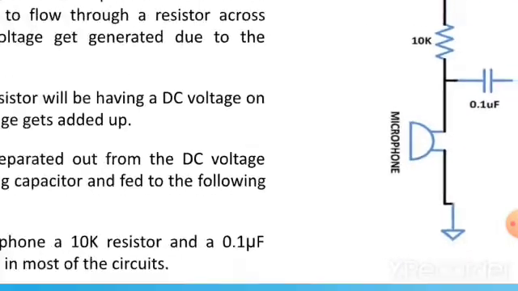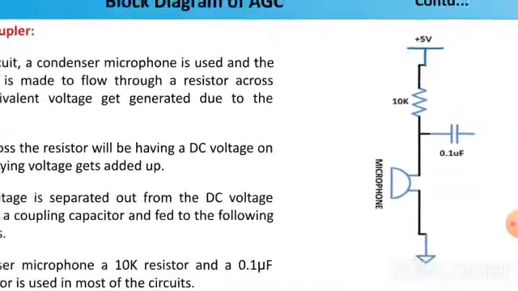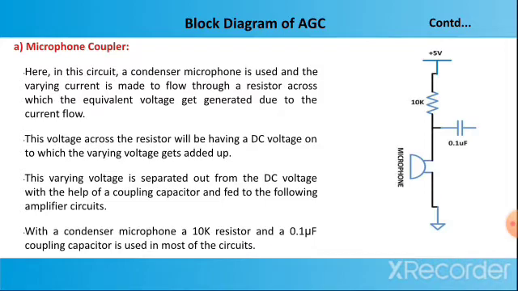So this is the condenser microphone, and the varying current is made to flow through a resistor across which the equivalent voltage is generated due to the current flow. The resistor used is 10K. This voltage across the resistor will have a DC voltage onto which the varying voltage gets added. This varying voltage is separated out from the DC voltage with the help of a coupling capacitor and fed to the following amplifier circuit. This is the coupling capacitor of 0.1 microfarad. With a condenser microphone, a 10K resistor and a 0.1 microfarad coupling capacitor are used in most of the circuits.